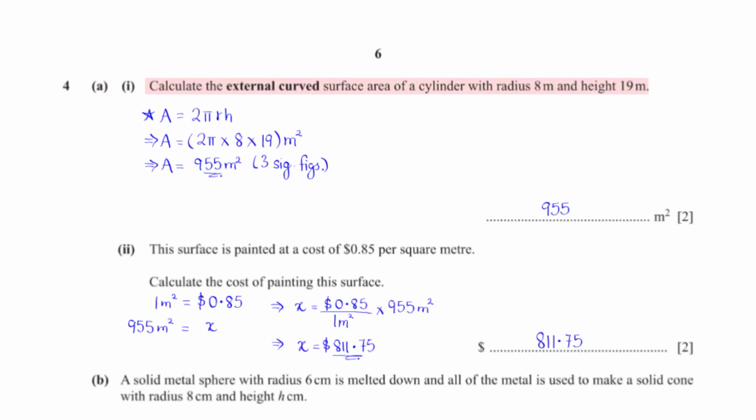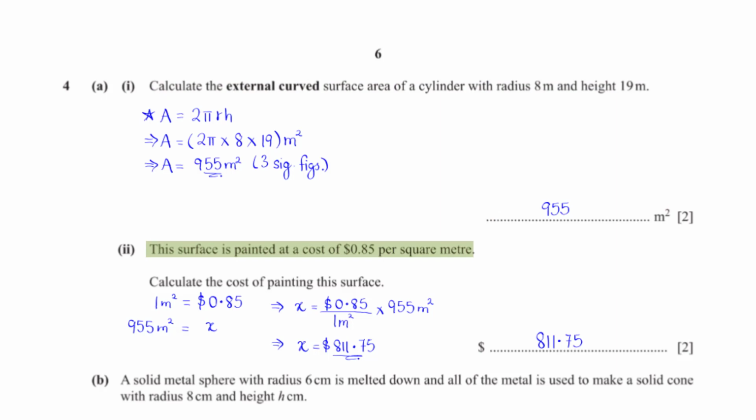Calculate the external curved surface area of a cylinder with radius 8 meters and height 19 meters. The formula for the external curved surface area of a cylinder is 2 pi times r times h. We know that r is 8 meters and the height h is 19 meters. So when we type this into the calculator, we get A equals 955 meters squared, correct to 3 significant figures.